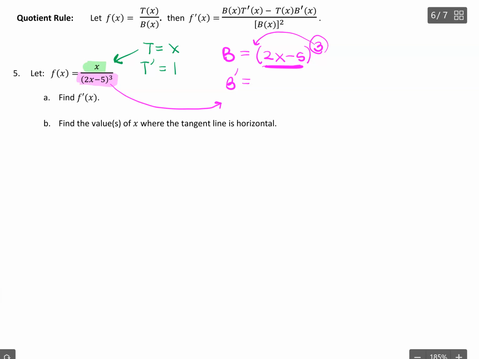So I drop my exponent down to the front. I rewrite the base exactly as it's given to me. I decrease that exponent by 1, and then I tack on the derivative of the base. Well, the derivative of my base is just 2. So let me go ahead and write that out.